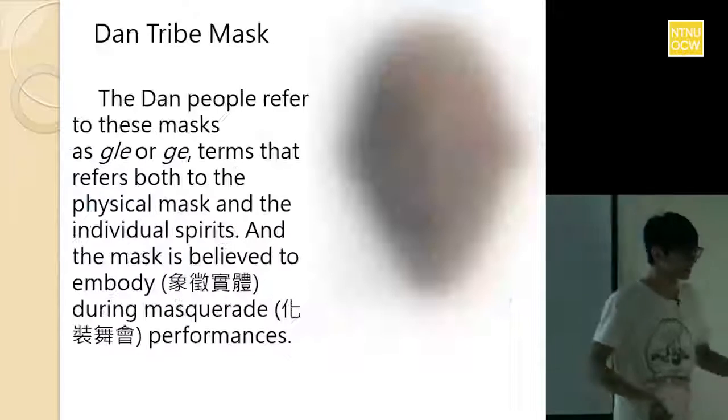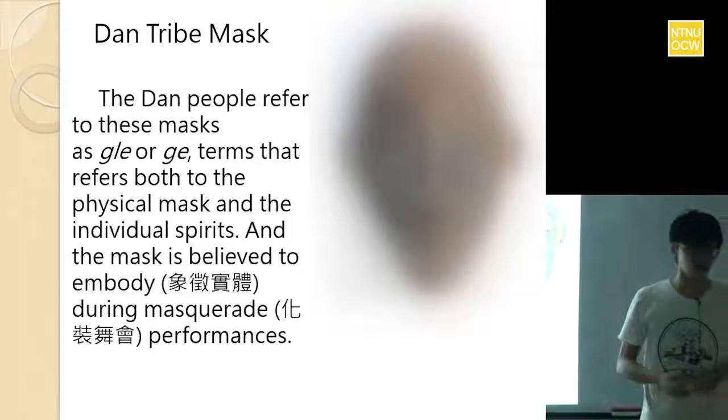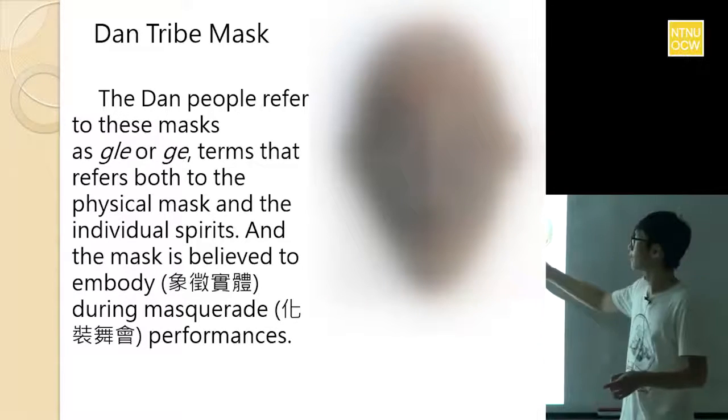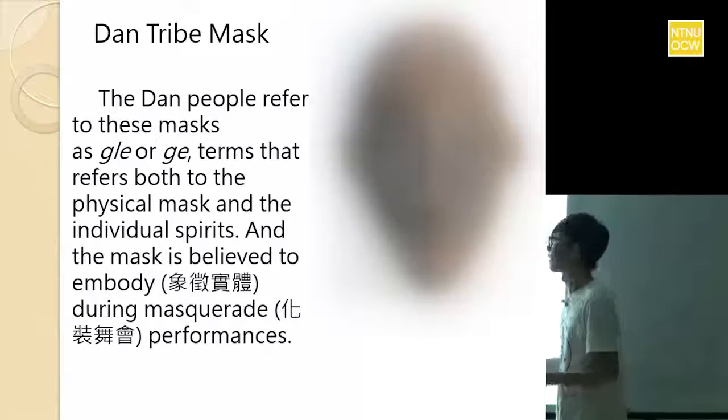So next, I want to introduce you the Dan mask, and it is the first picture of our textbook. But I couldn't find a real picture in your book, so I found another one. People refer to this mask as Go or Ge, terms that refer both to the physical mask and the individual spirits, and the mask is believed to embody them during the masquerade performance.